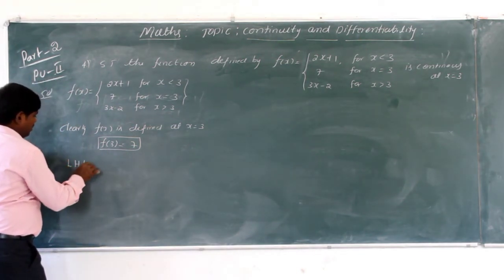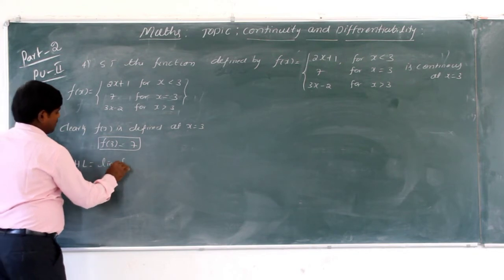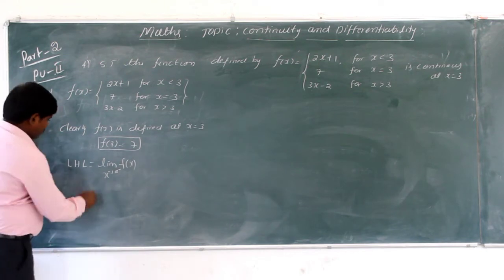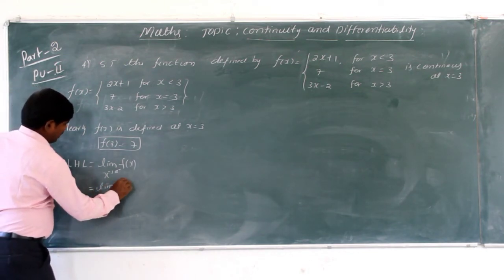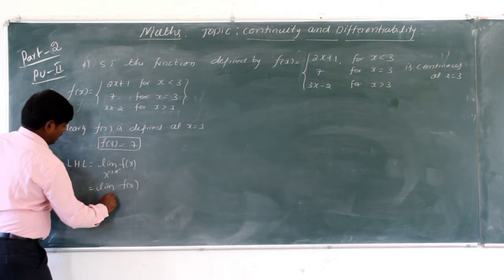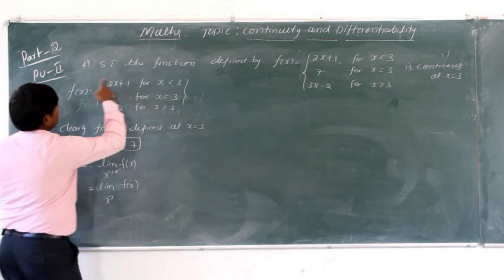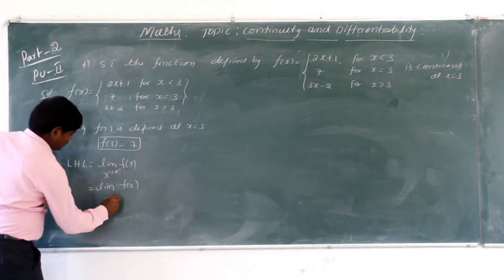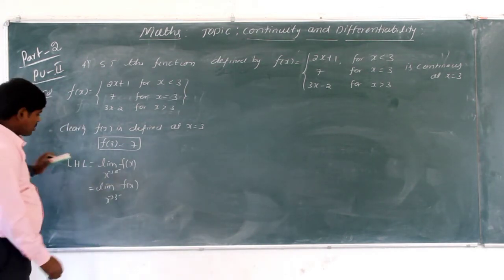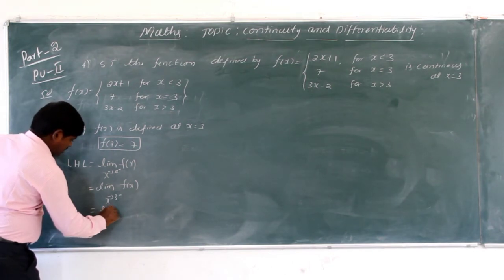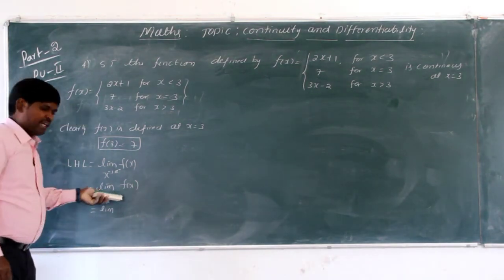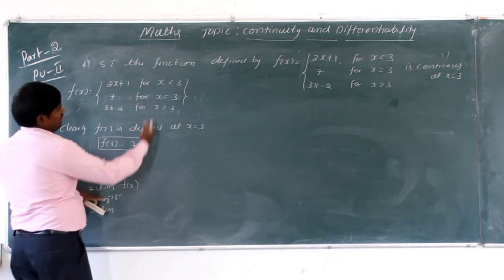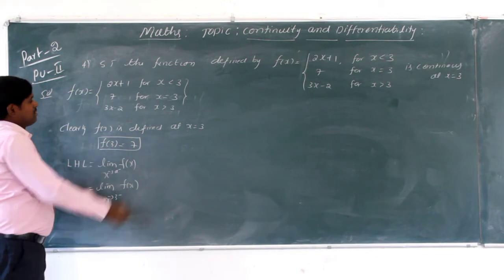By the definition, the left hand limit is equal to the limit of f of x as x tends to a minus. In place of a, we need to show that the function is continuous at x equal to 3, so we take 3 minus. Then what happens? x tends to 3 minus means the value of x is less than 3. Then the function f of x is taken as 2x plus 1.